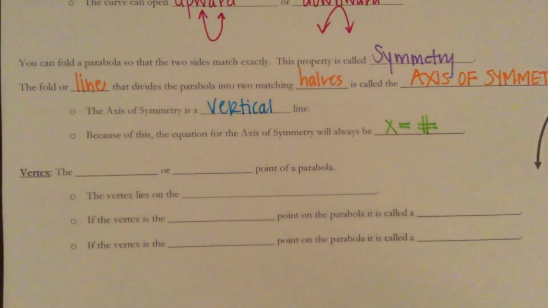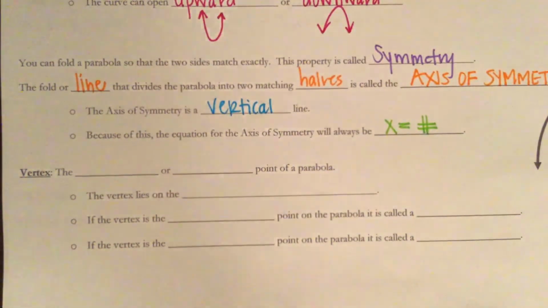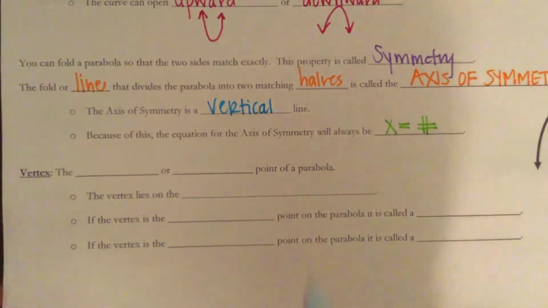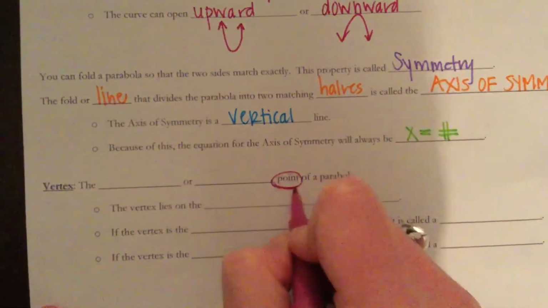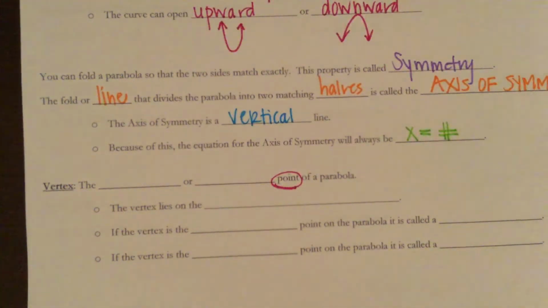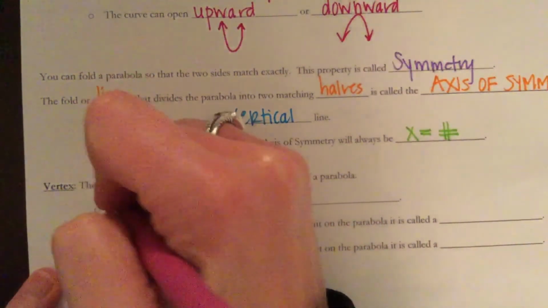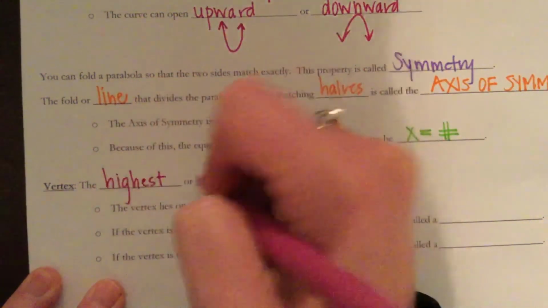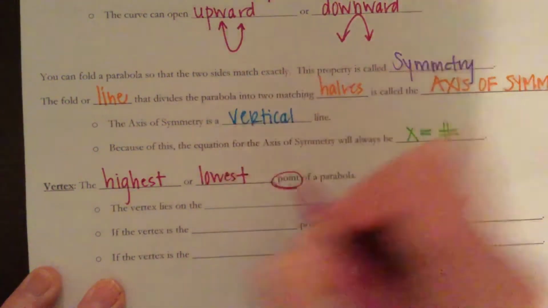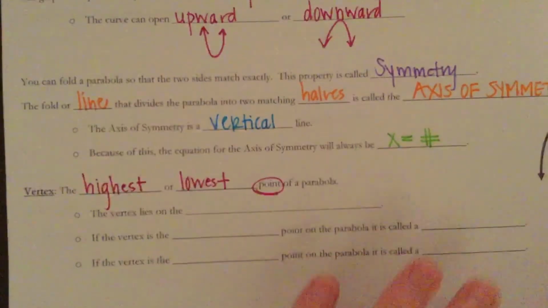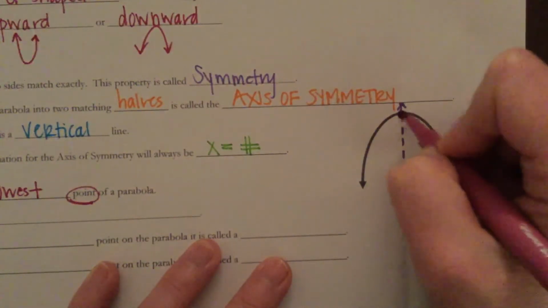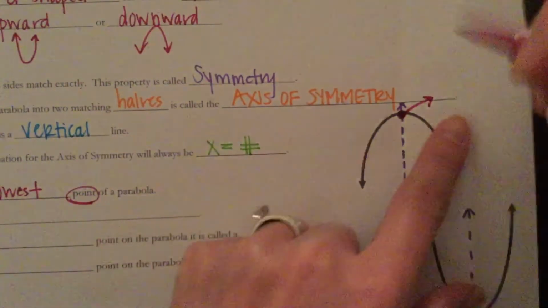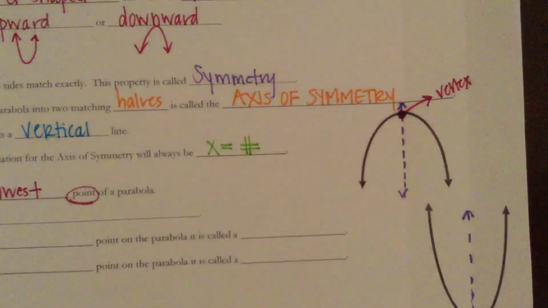All right. One other key property of a parabola is a point called the vertex. The vertex, as I mentioned, is a point, and it is either the highest point or the lowest point on the graph of a parabola. So it is the highest or lowest point on a parabola. In this case, we can see right here, the highest point on this graph is located right there. So that is my vertex.